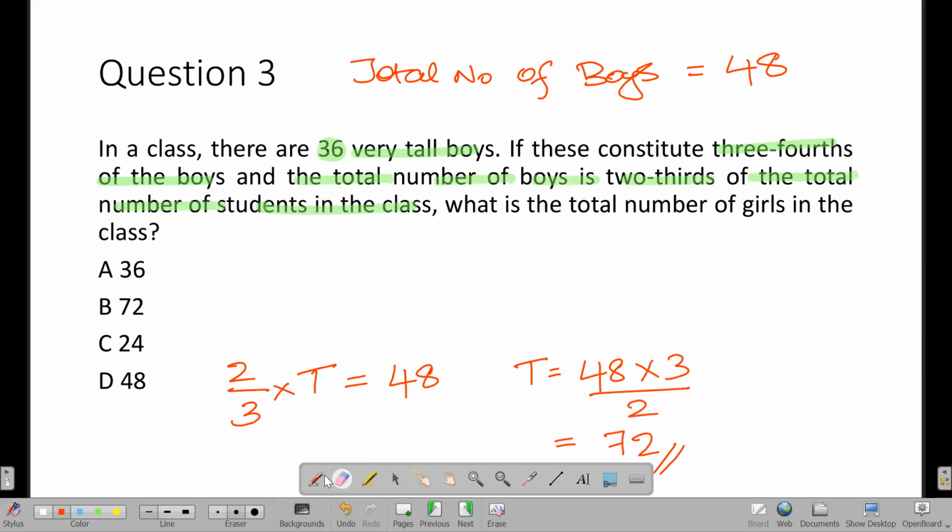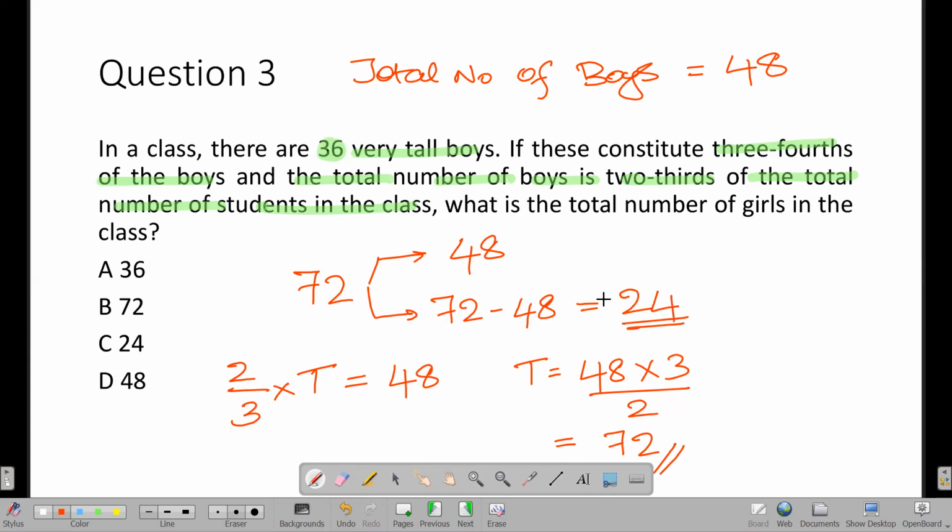All right. So in this 72, we can see 48 of them are boys. So the remaining, that is 72 minus 48, is the total number of girls, which corresponds to 24. So for this question, 24 will be the final answer. Looking at the answer choices, option C reads 24, and that is what you have to mark as the answer in this case.